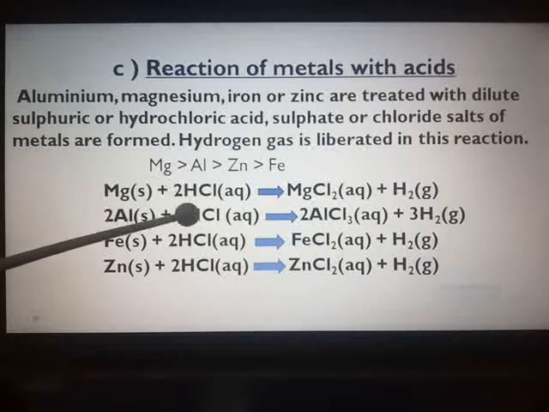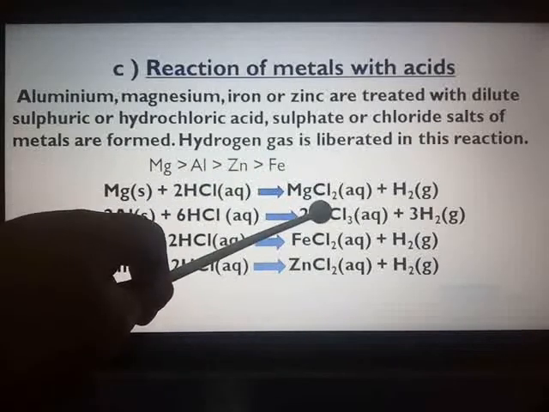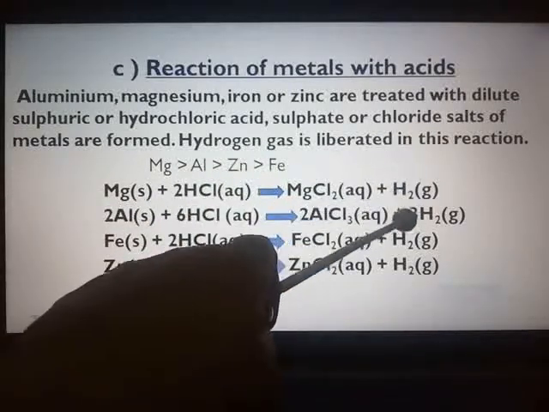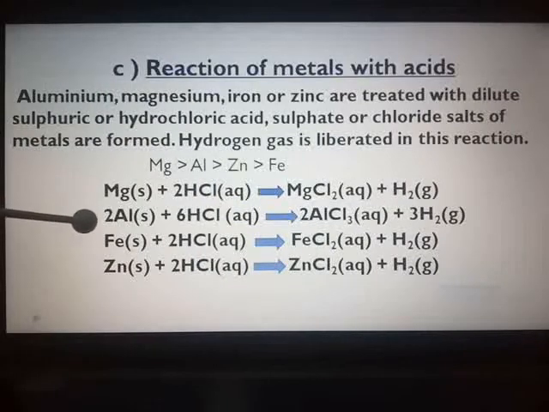Aluminium, when treated with HCl, forms aluminium chloride with the liberation of hydrogen gas. Now I will not read the balancing part. You have to learn to balance the equation on your own. Wherever possible, memorize, and wherever not possible, try the balancing on your own so you will not go wrong.